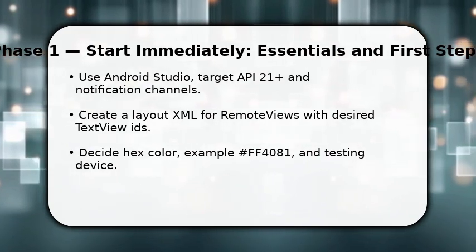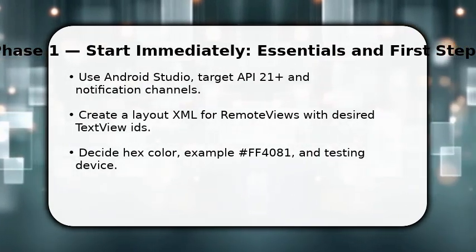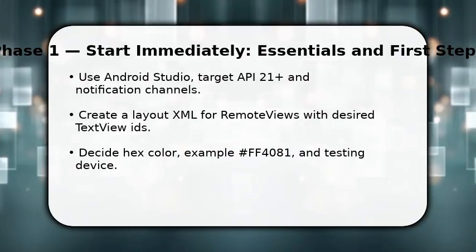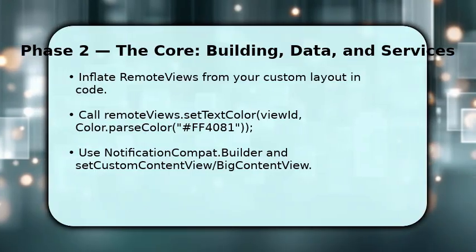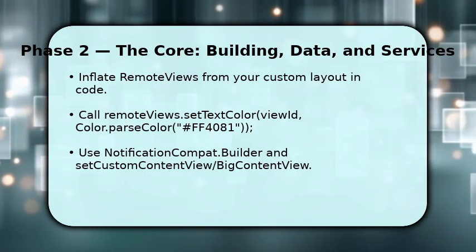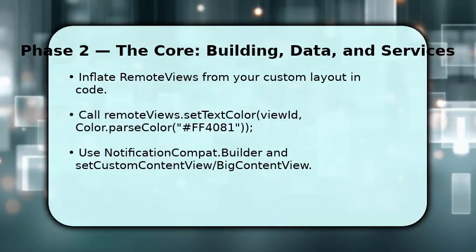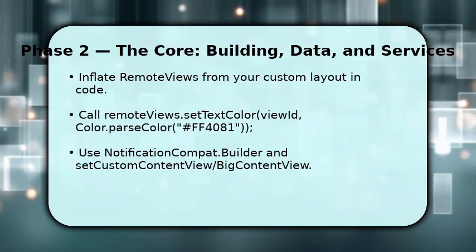Now implement the remote views in your app code. Inflate the layout. Create remote views with your package and layout ID, then call remote views set text color, R.id.your text view, color parse color #FF4081 to set the color.